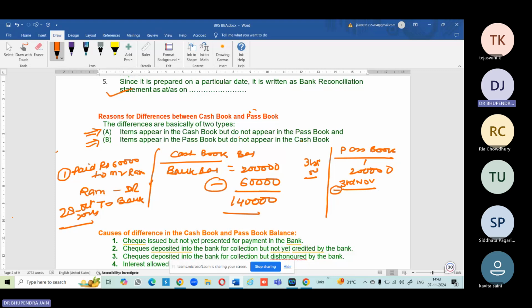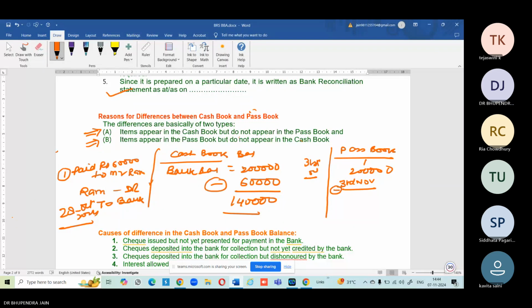Okay, these are the reasons for the mismatch in the balance. The reason is that we have issued the check to Mr. Ram for rupees 60,000. So we have already passed the entry in the books of account. We subtracted from the bank balance in our books of account, but Ram failed to present the check on the same day or on one of the days after, 29, 30, 31, because it is the end of the month. That's why our balance is rupees 1,40,000 and the passbook balance is rupees 2 lakh.